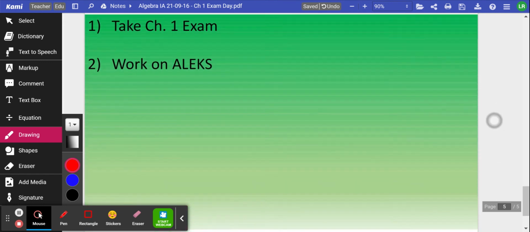Now, we are going to be taking our Chapter 1 exam. Make sure that you are clearing your desk with the exception of a writing utensil and a calculator. Remember, we are not allowed to use a phone or our computer as a calculator. You must use an actual calculator. Those can be borrowed. I do have some on my desk. So make sure you have a calculator. You do not need any paper.